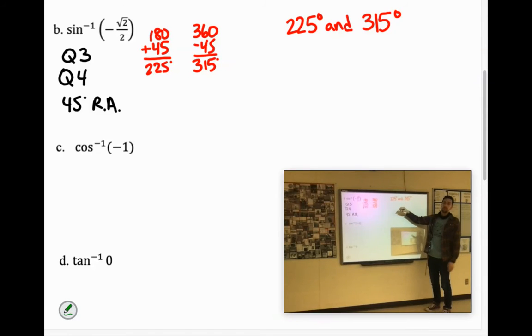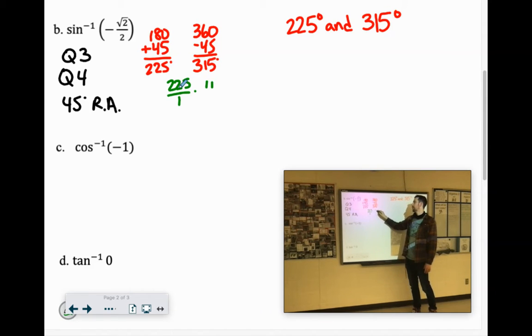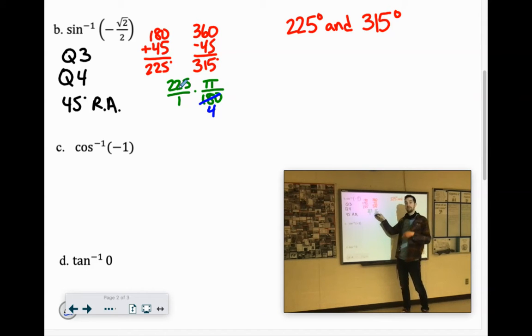So we had 225 degrees, 315 degrees. We'll go ahead and convert them. 225 over 1 times pi over 180. If you got 45 as your reference angle, 45 is going to go into all this. 45 goes into 180 4 times. One more 45 would give you 225. So that would be 5 pi over 4.